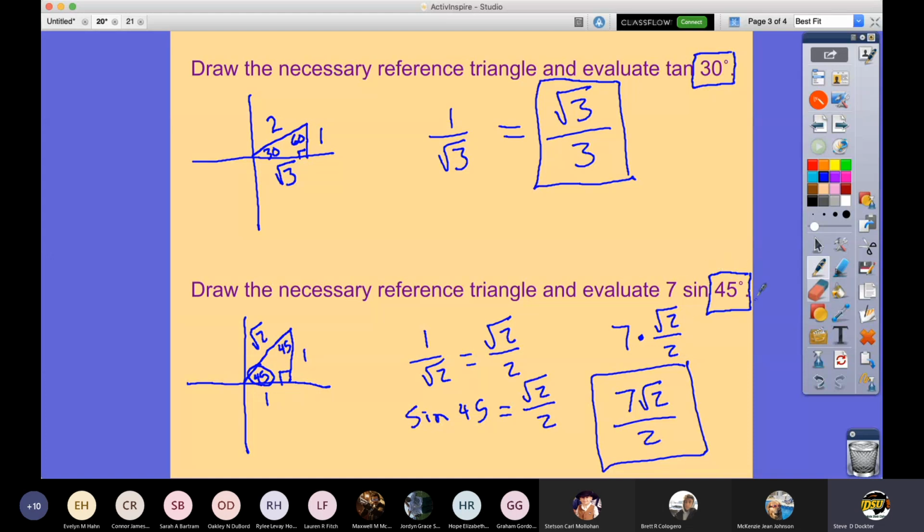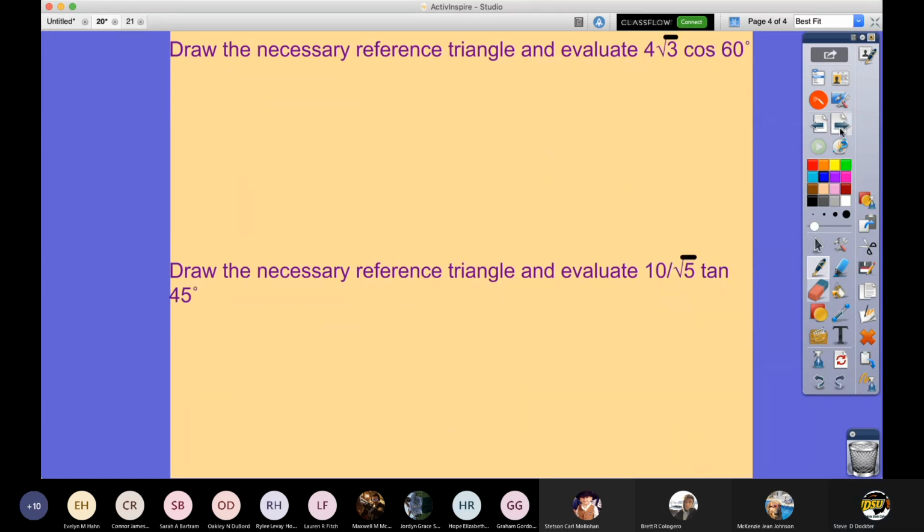Use your triangle here to figure out what the degree measurement would be. All right, one more page here for lesson 20. Draw the necessary reference triangle and evaluate 4 square root of 3 times cosine of 60. Once again, this 4 square root of 3, we're going to leave until the end. We're going to figure out what cosine of 60 is first. And it says to draw the necessary triangle.